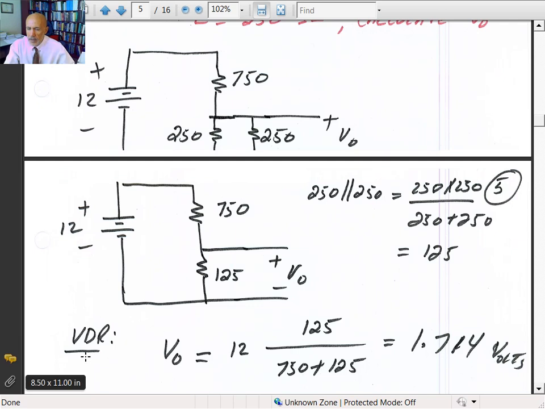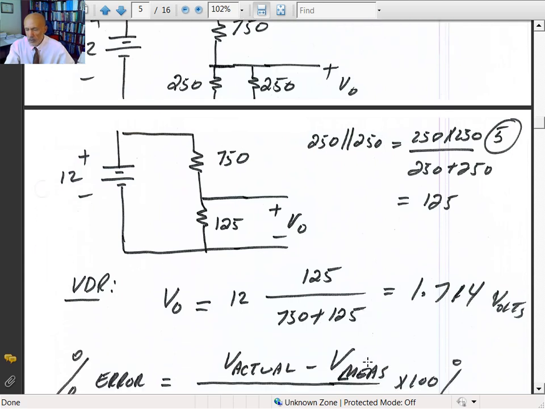So if I calculate the output voltage now, the V sub 0 would be 12 volts times 125 divided by 750 plus 125. It gives you 1.714 volts. And that's a significant drop in the voltage as soon as you put a load on it. So you really have a poor voltage regulation.